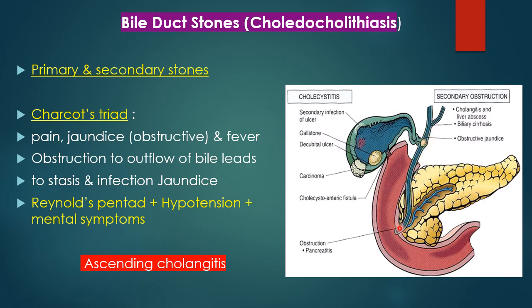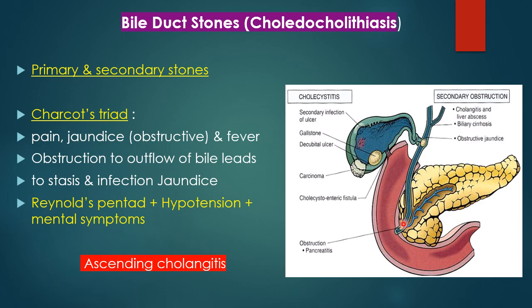These stones can form de novo or primarily in the bile ducts, such as pigment stones, which account for about 10% of cases, but in the vast majority, 90% or so, the stones migrate from the gallbladder and get embedded in the bile ducts.